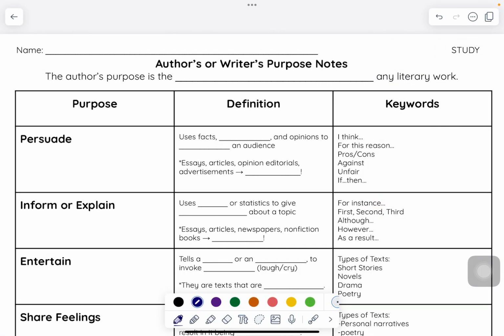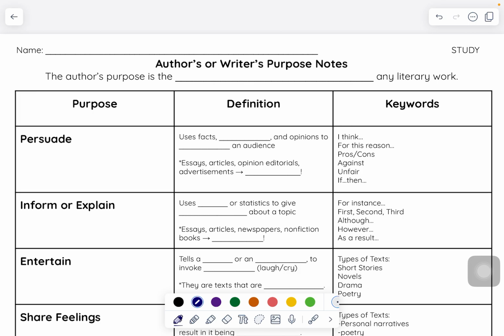Today for ELA, we are going to be learning about the author's or writer's purpose when it comes to any text that we read. So we are going to be filling out these notes together. Please make sure you are following along, and once we are done, your notes will stay in your study tab of your binder. So in previous years, you probably have learned author's purpose as PIE, P-I-E.